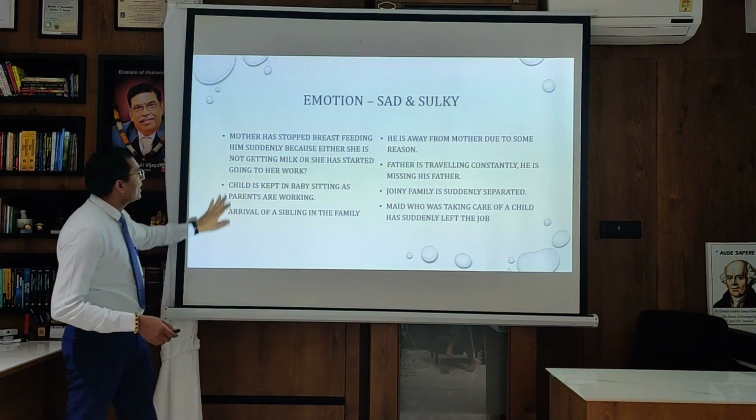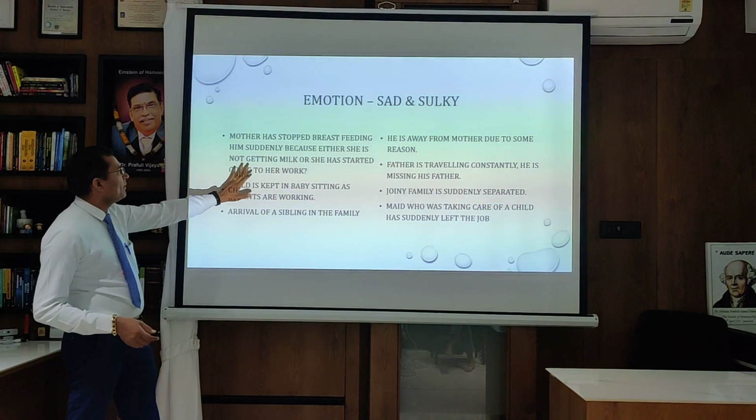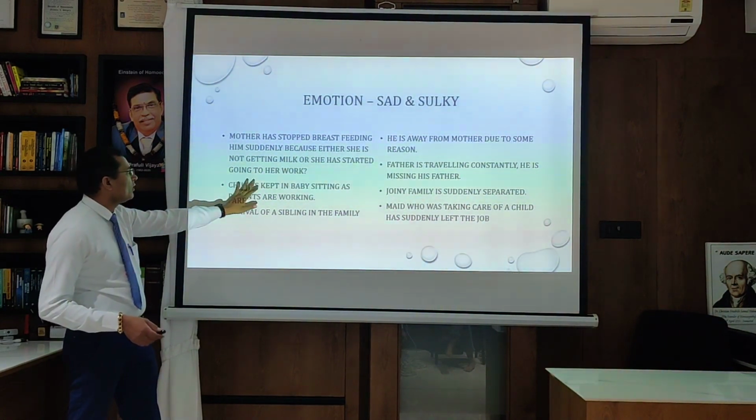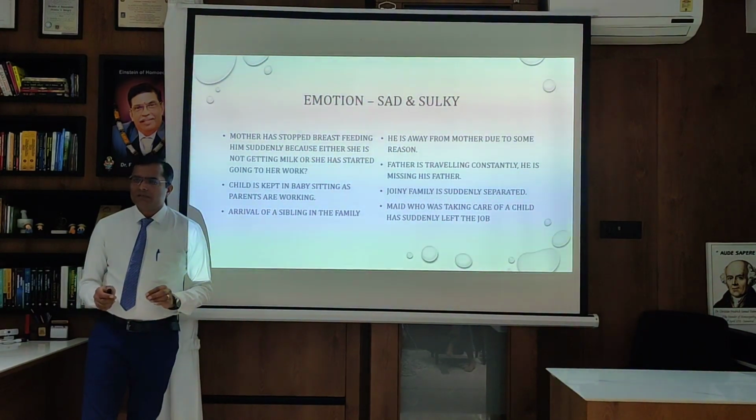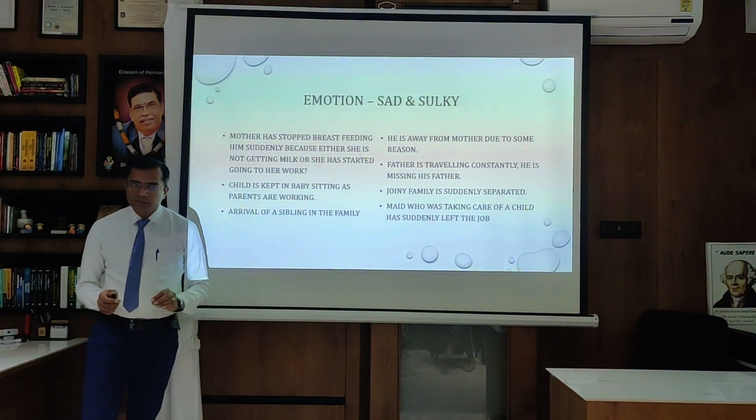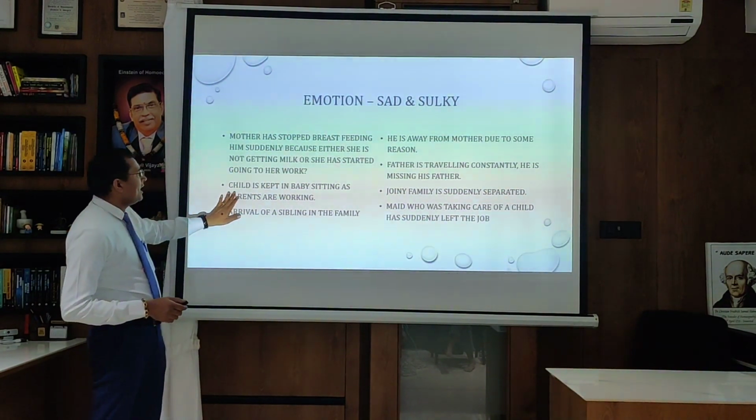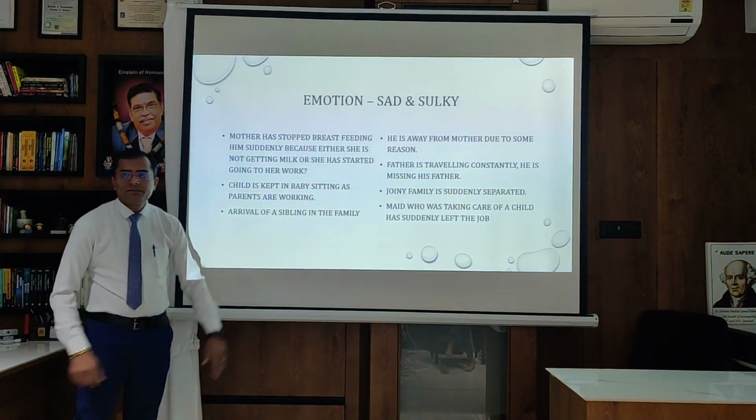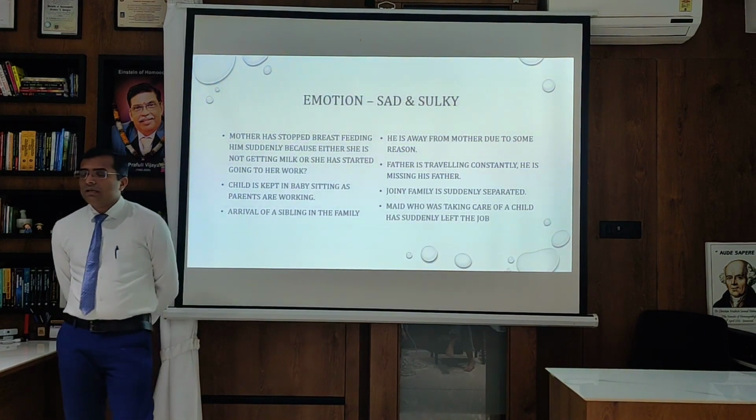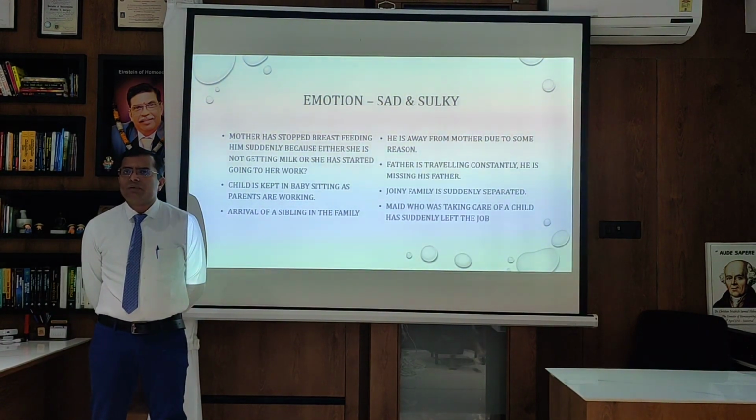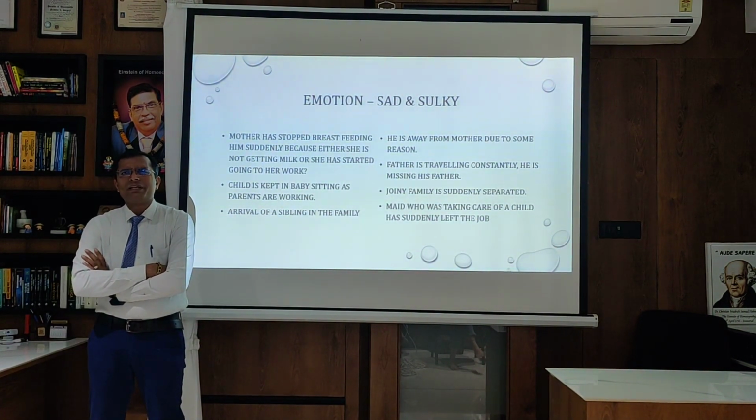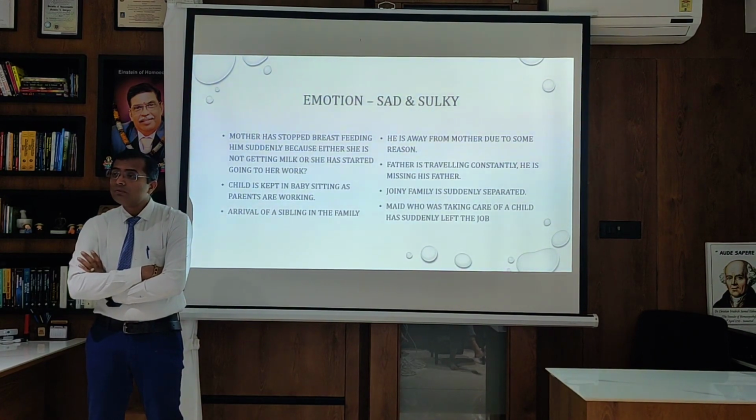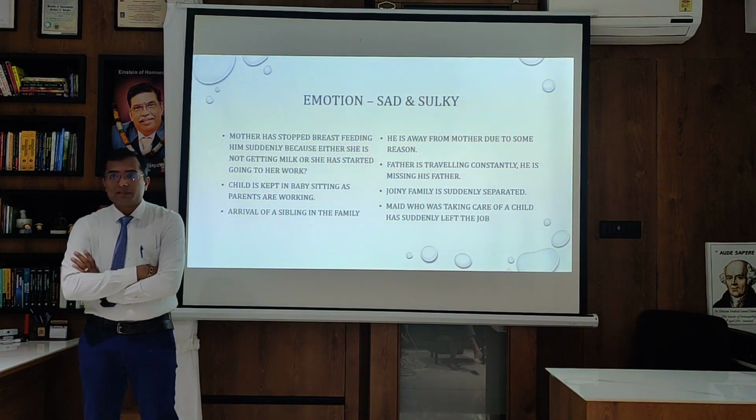Okay, so sad and sulky. The mother has stopped breastfeeding him suddenly because either she is not getting milk or she has started going to her work. Child becomes irritable, cries, sulky, morose type of sadness. So this is a different story. Child is kept in babysitting as parents are working. What will they say? When mummy leaves, he cries for a while, then sits quietly, does nothing. He plays, plays for a little while, then doesn't play. Why? He doesn't feel good. He has to do things he doesn't like.